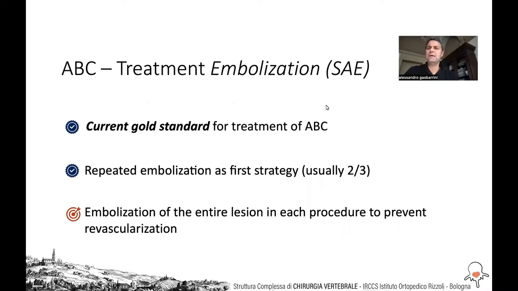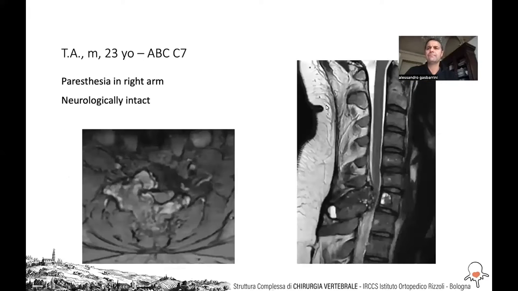Selective arterial embolization should usually be repeated at least 2-3 times before a significant result. The target of the procedure is the embolization of the wall lesion in each procedure in order to prevent revascularization.